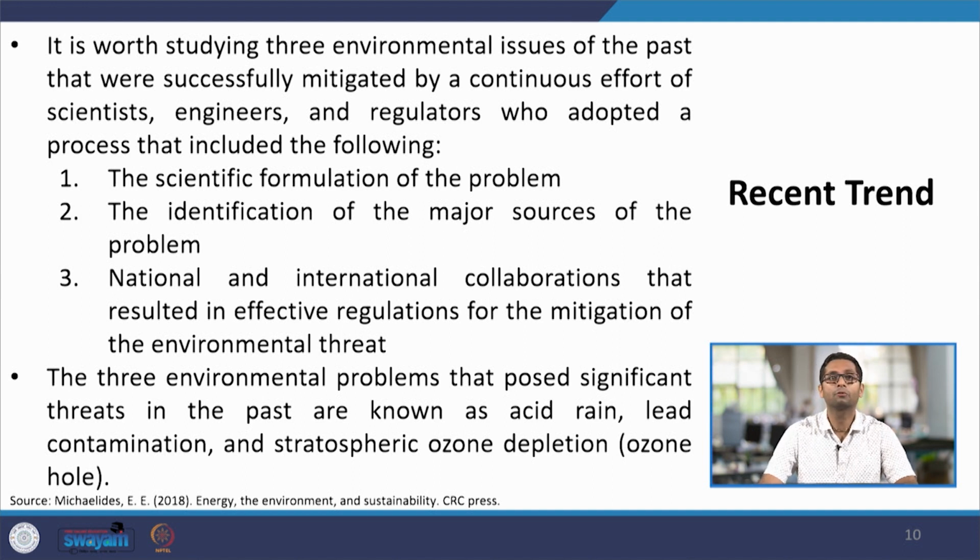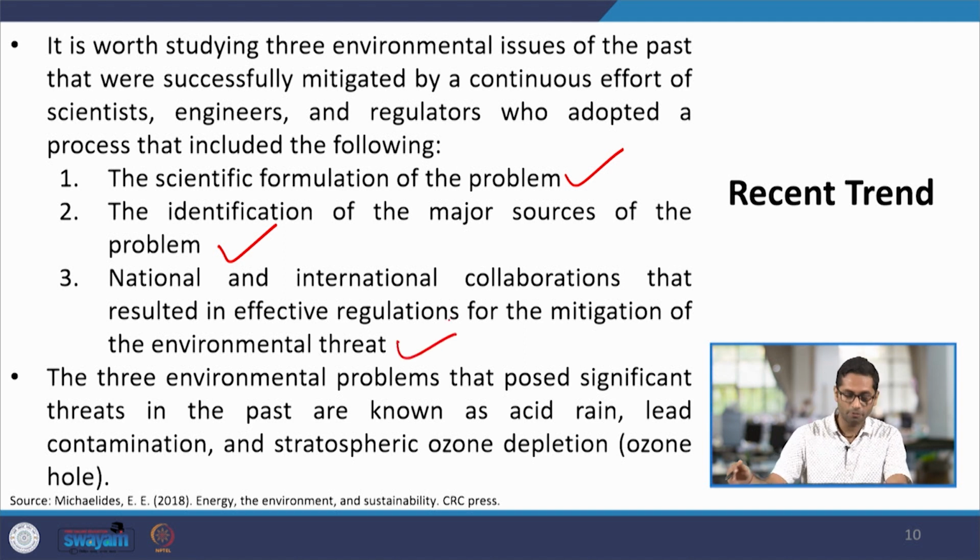And what has helped in solving these problems? It has been the scientific formulation of the problems. They could very well estimate what was the root cause of the problem, why it was being exaggerated, and what were the bottlenecks in solving the problem. Then they could come up with a nice identification of the major sources of the problem. If we can curb the major sources of the problem, it would be very easy to counter the particular emission. And further, there were major national and international collaborations that took place in due time, which helped in forming international protocols and treaties that helped bring down or solve these problems to a great extent.